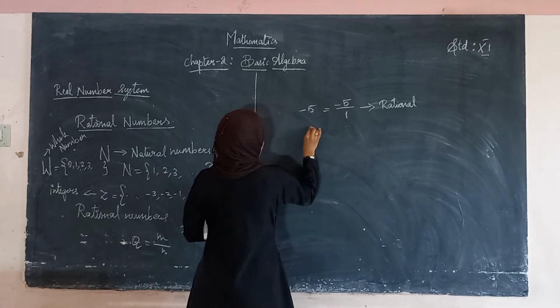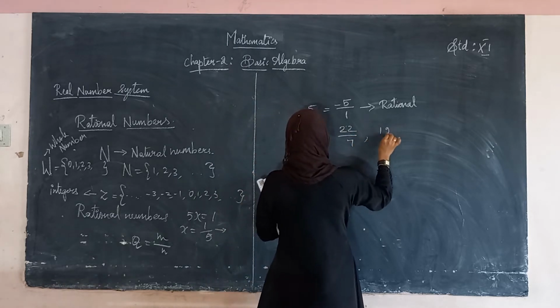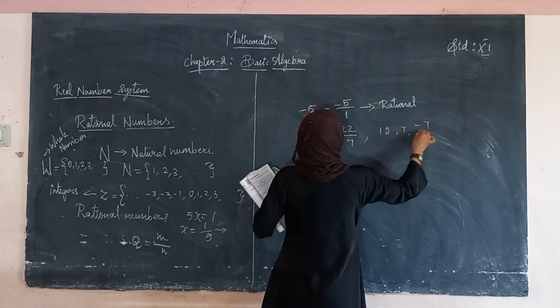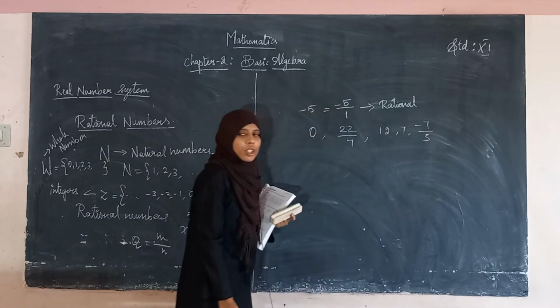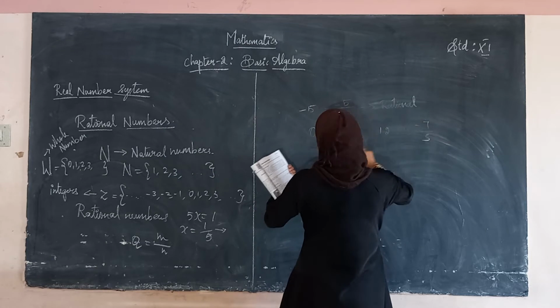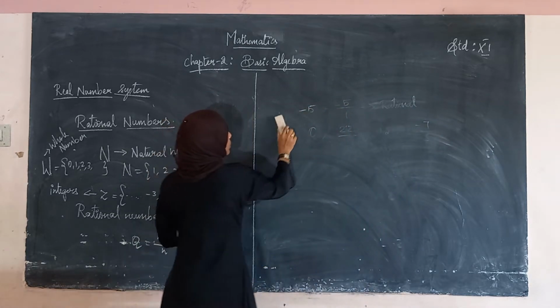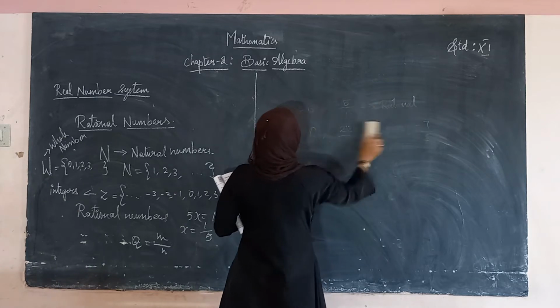Some other examples: 0, 22 divided by 7, 12, 7, minus 7 divided by, these are the examples they have given in your book for rational numbers. Next, in your book they have given about the number line.